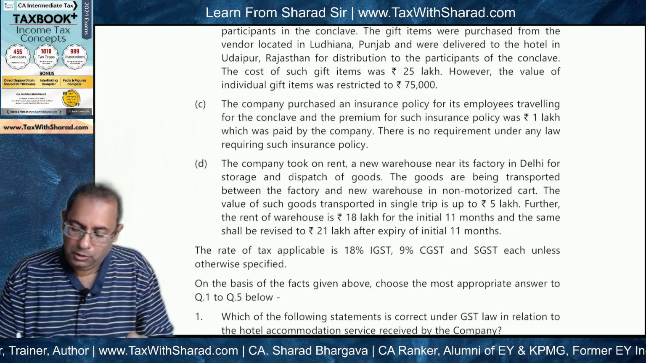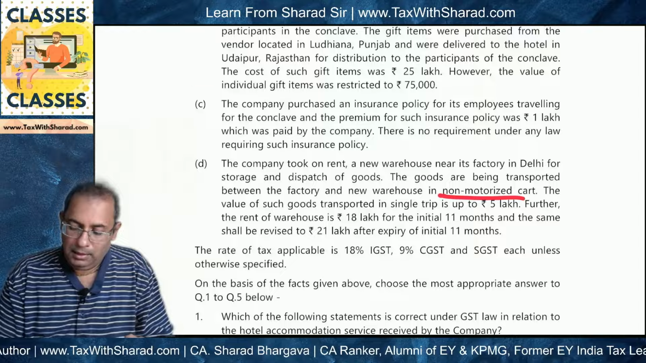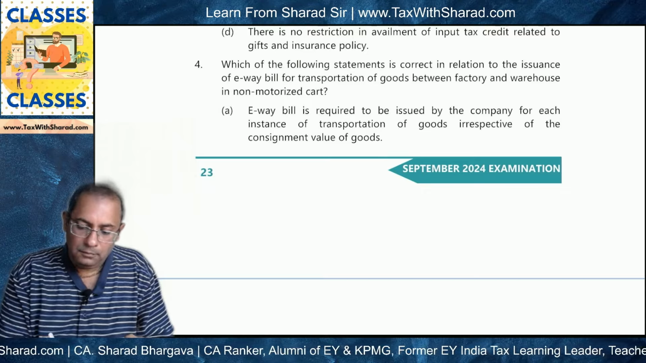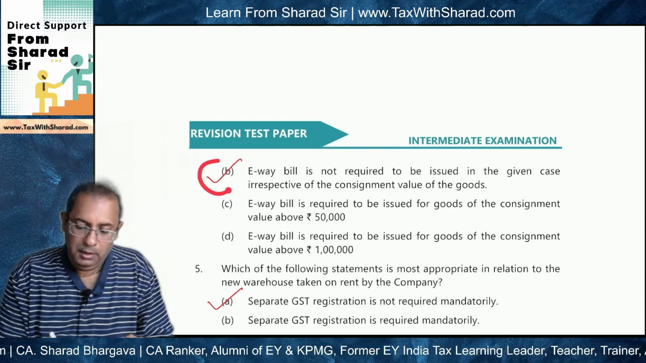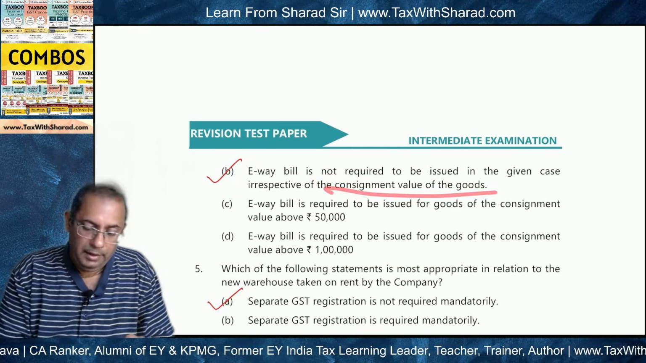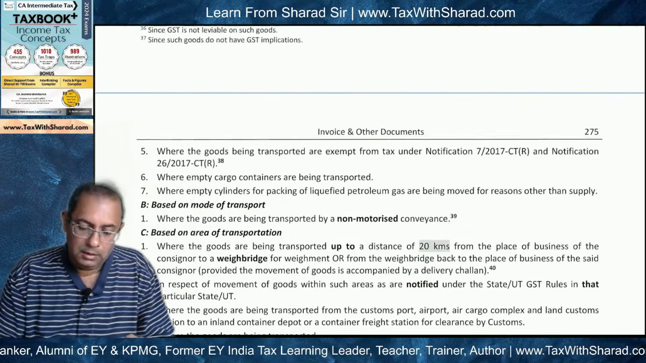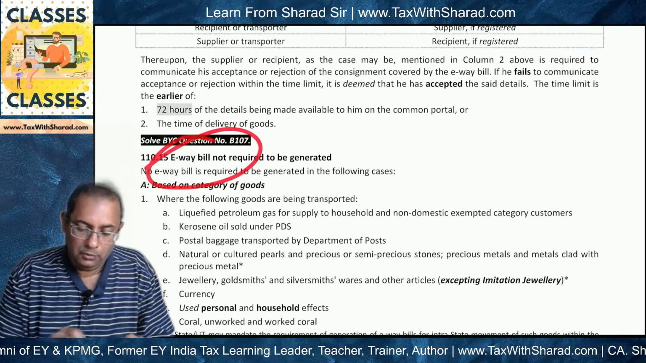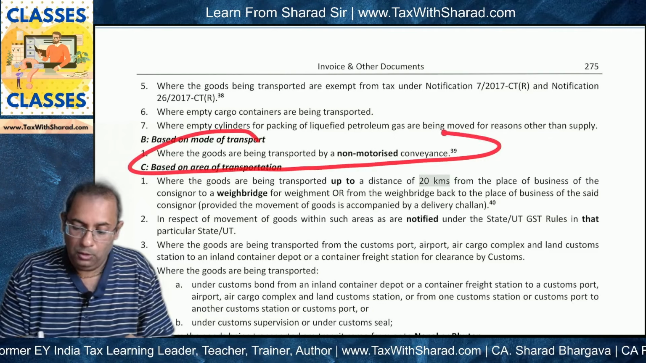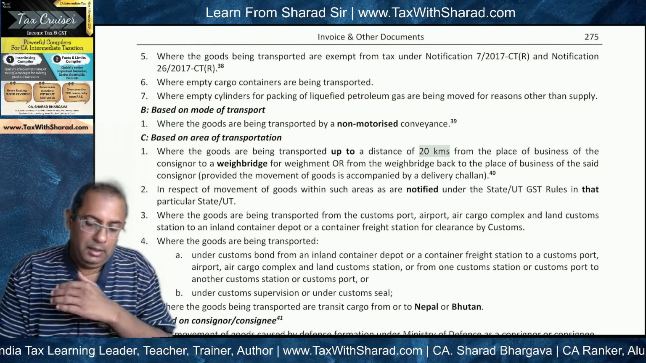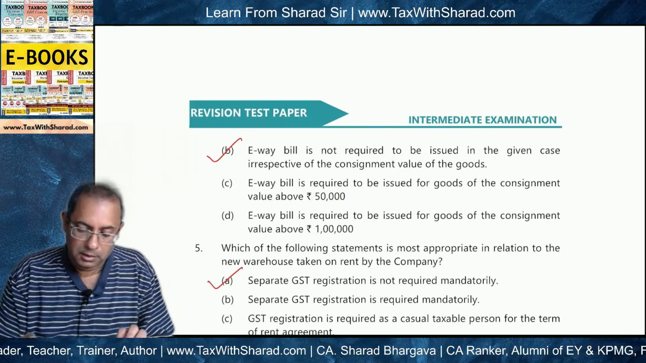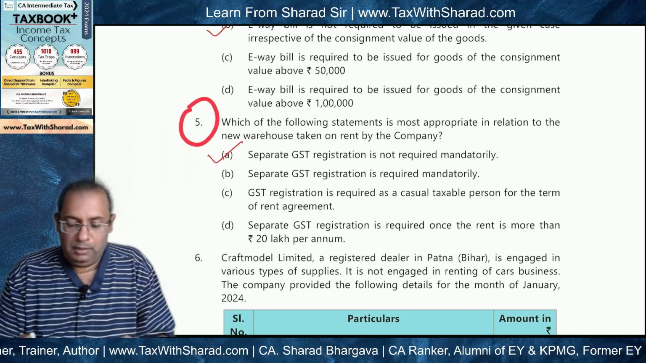Now from factory to warehouse, the goods are being transported in non-motorized cart and therefore the question is whether the e-way bill is required to be issued, and the correct answer is what? E-way bill is not required to be issued irrespective of the consignment value of the goods. Why? Because this is the provision of e-way bill, and e-way bill is not required to be generated in certain cases, and one of the cases is very clearly given where the goods are being transported by a non-motorized conveyance, and therefore irrespective of the consignment value, e-way bill requirement will not apply, and therefore the correct answer is B.